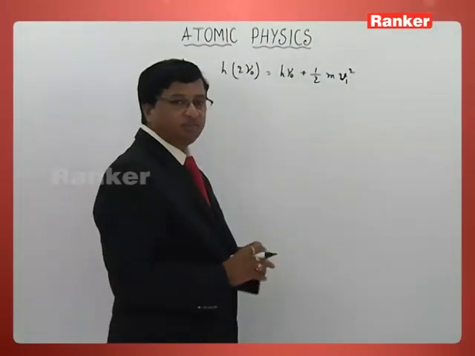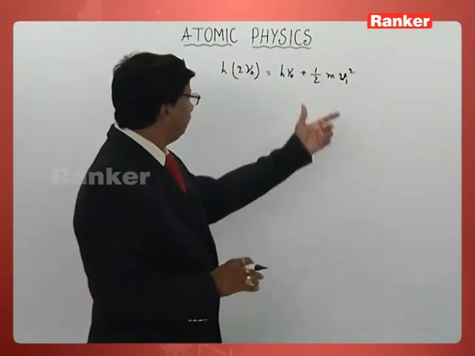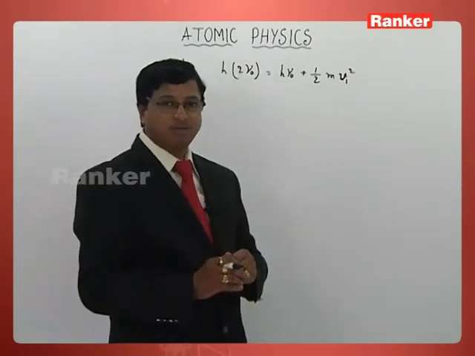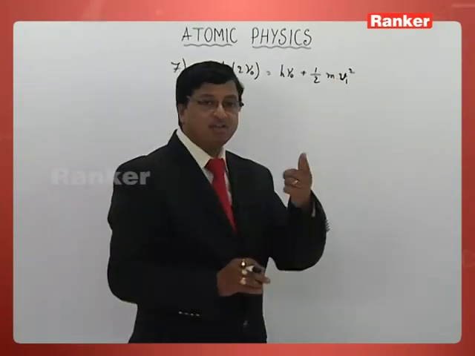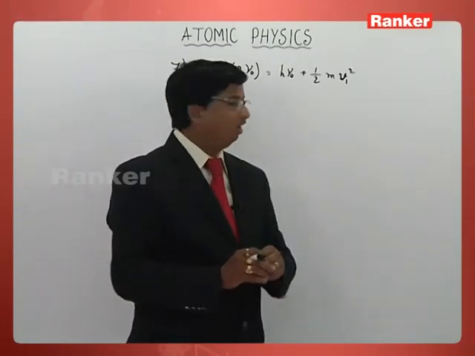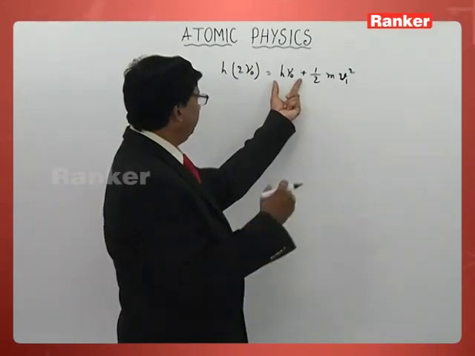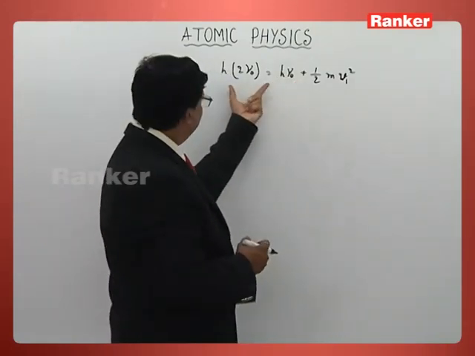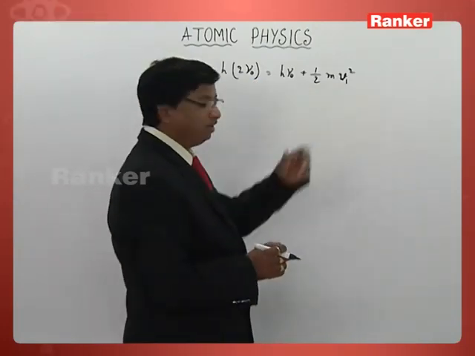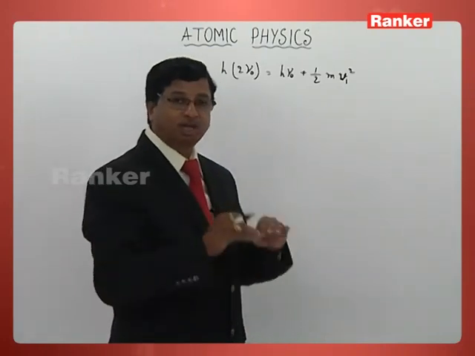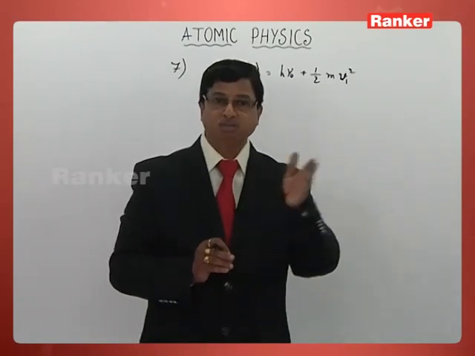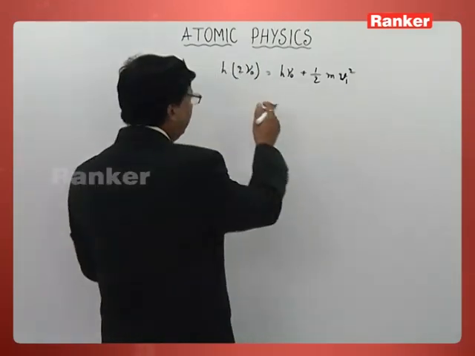Why I have written it like this, you can understand straight away. This half mV1 square is the kinetic energy of the emitted photoelectron, and V1 is the corresponding velocity of that photoelectron. In the place of work function we have written h nu naught. This is the energy incident on it, and half mv1 square is the maximum kinetic energy of the photoelectron emitted. So what can we write from this?